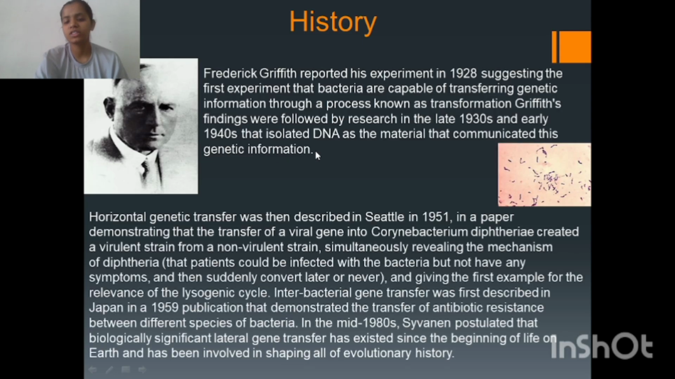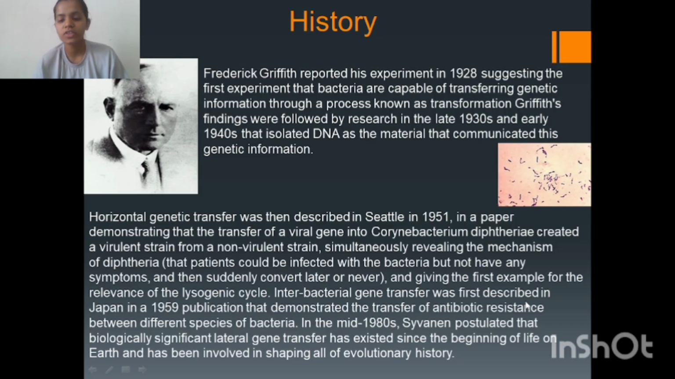Horizontal gene transfer was then described in Corynebacterium diphtheriae in 1951 in a paper demonstrating that the transfer of viral gene into Corynebacterium diphtheriae create a virulent strain from a non-virulent strain, simultaneously revealing the mechanism of diphtheria and giving the first example for the relevance of lysogenic cycle, that patient could be infected with the bacteria but not have any symptoms and then suddenly convert later or never.